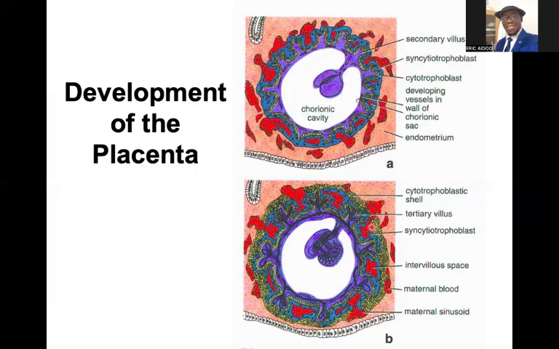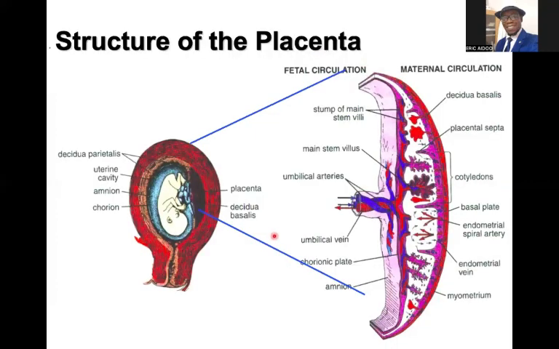So at a further development, you are going to have tertiary villi, so you have more branching going on. Remember the maternal blood in red, and now you have intervillous spaces also filled with blood this time around. You didn't have much of this intervillous space earlier on, but now they have also formed lacunae with blood vessels. That's the maternal sinusoid, that's maternal blood. So you can see that now a blood network is being formed.